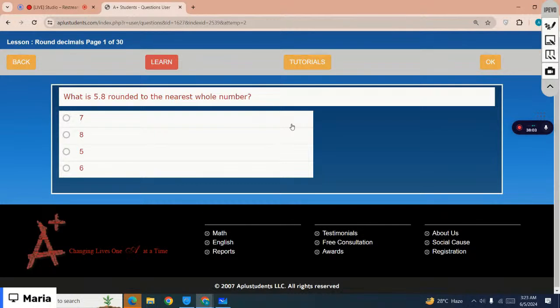Yes. 5.8 is rounded off to 6 because the number right after the decimal point is 8. 8 is greater than 5, so you need to round up. So just add 1 to the whole number. So the correct option is 6. Option number 4 is the correct option.